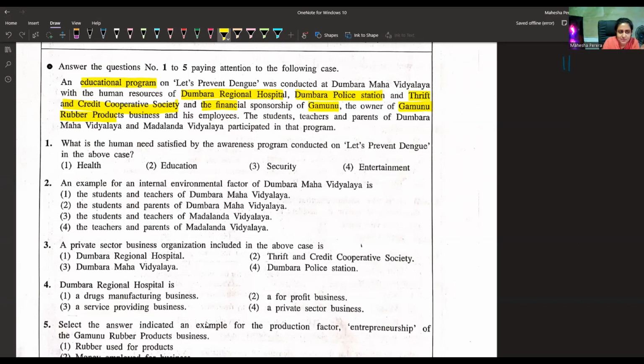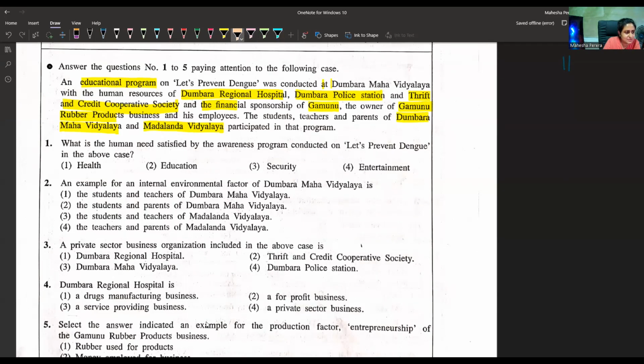Definitely, they ask questions from these businesses. Let's see. The students, teachers, and the parents of Dumbara Mahavidyalaya and Madalanda Vidyalaya, there is another school here, so we have two schools, participated in that program. Who conducts this program? It is conducted at Dumbara Mahavidyalaya with human resources from all those businesses combined. Now most students answer the first question wrongly, so let's see what your answers are. The first question seems very easy, but your answer might be wrong. So let me read you the question.